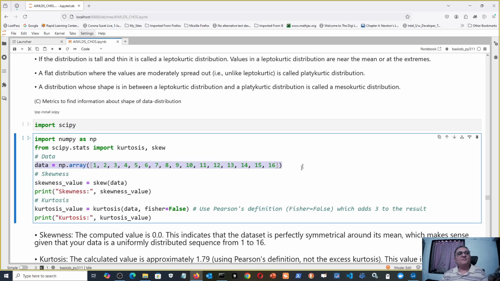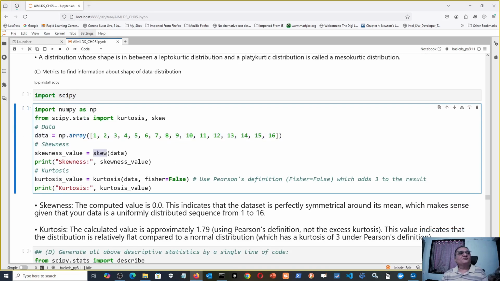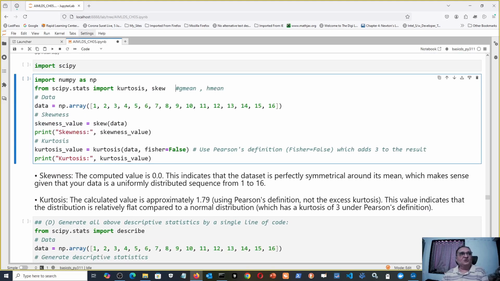Again, if I take the same data, the function is very simple, skew of data, and that is not a function of NumPy, but a function of SciPy. Just like earlier, there were two functions, gmean, the geometric mean, and hmean, the harmonic mean, which were not found in the NumPy library. Similarly, kurtosis and skew are also not found in the NumPy library. They are found in the SciPy library. So gmean and hmean, and similarly skew and kurtosis, are found in SciPy.